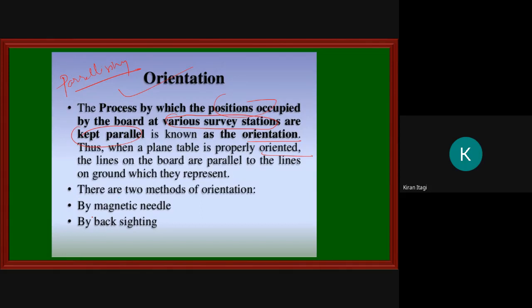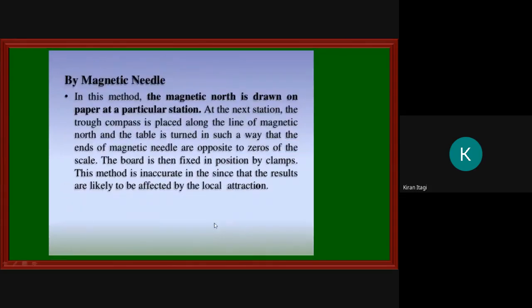There are two methods of orientation, by magnetic needle or by backsighting. Backsighting is nothing but taking from B to A. First, we go for magnetic needle.